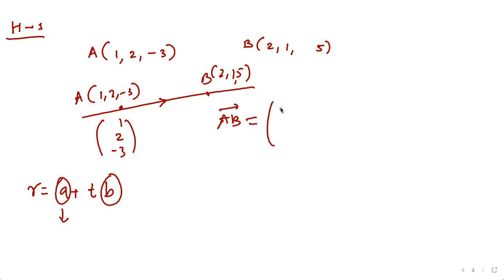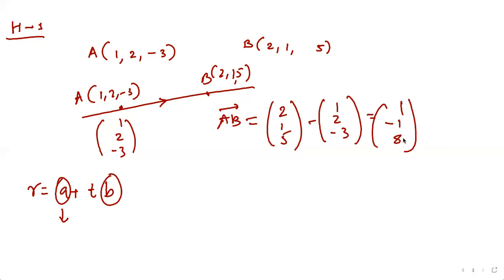So AB is basically the position of B minus the position of A. So (2, 1, 5) minus (1, 2, -3): 2 minus 1 is 1, 1 minus 2 is -1, 5 minus -3 is 8. So (1, -1, 8) is basically the direction vector. A very interesting thing is that you could also take the direction vector as (-1, 1, -8). You can take a scalar multiple of the direction vector, because your sense of travel might change. Your sense of travel might be this way, but you're still representing that line.